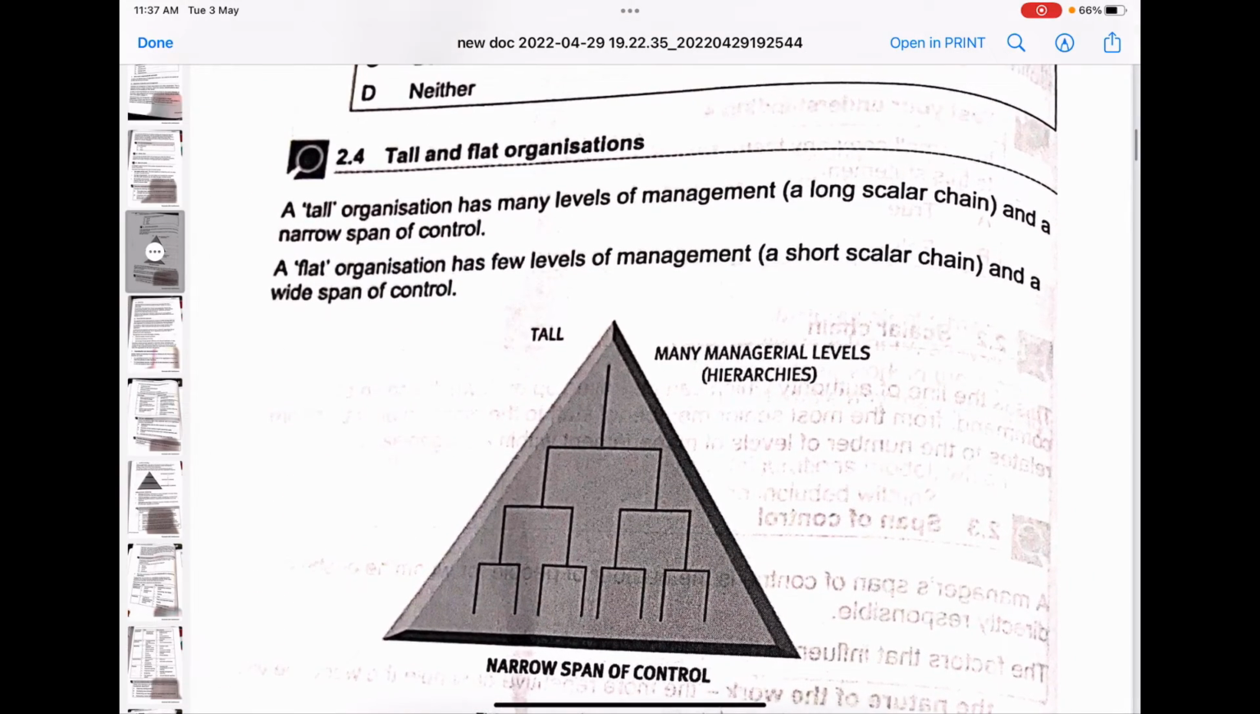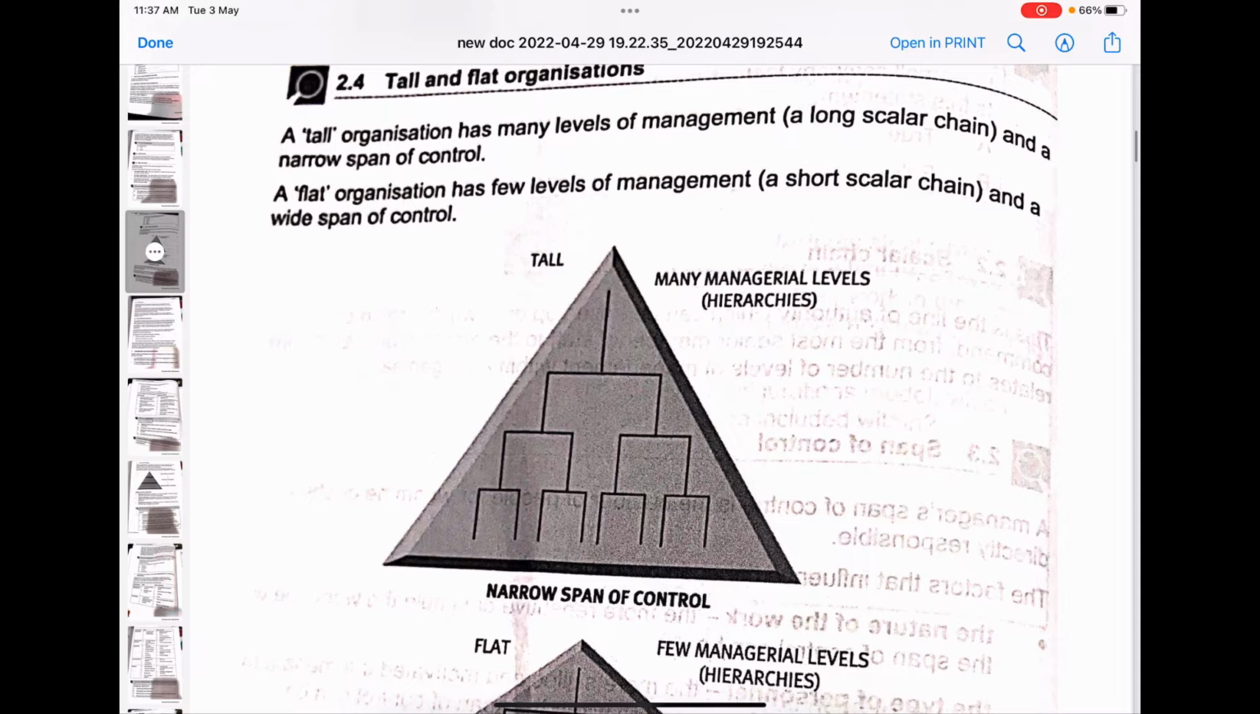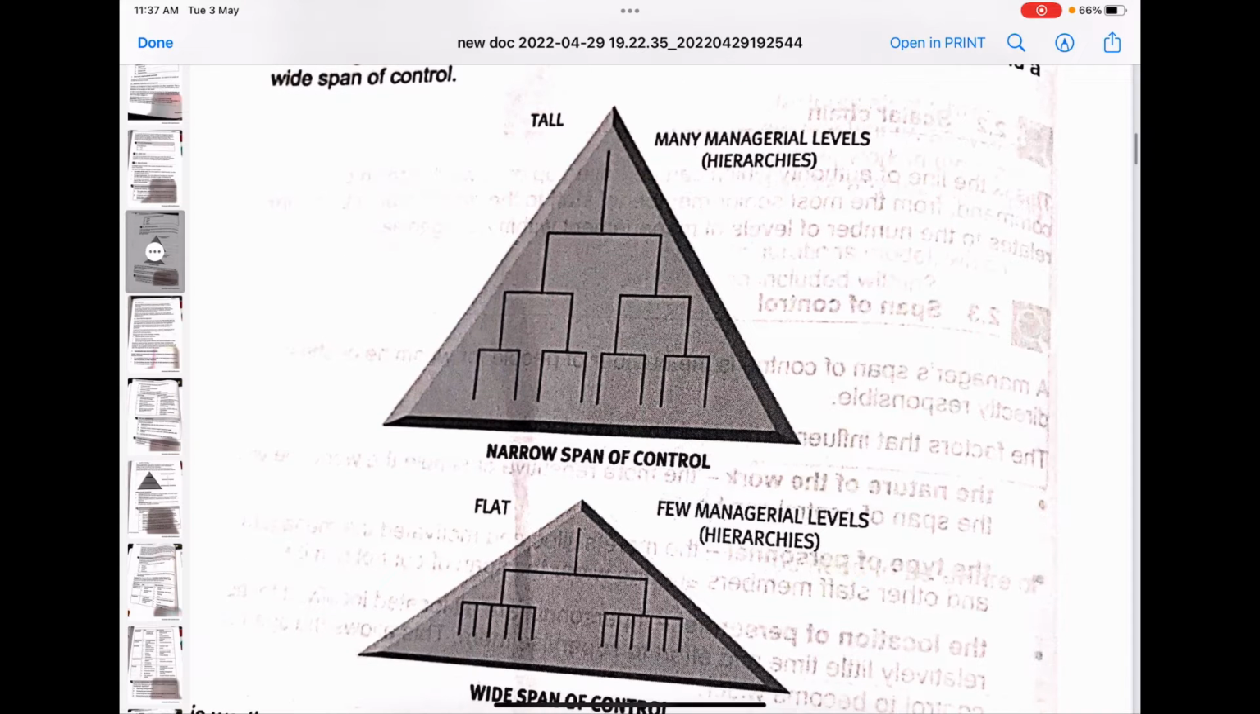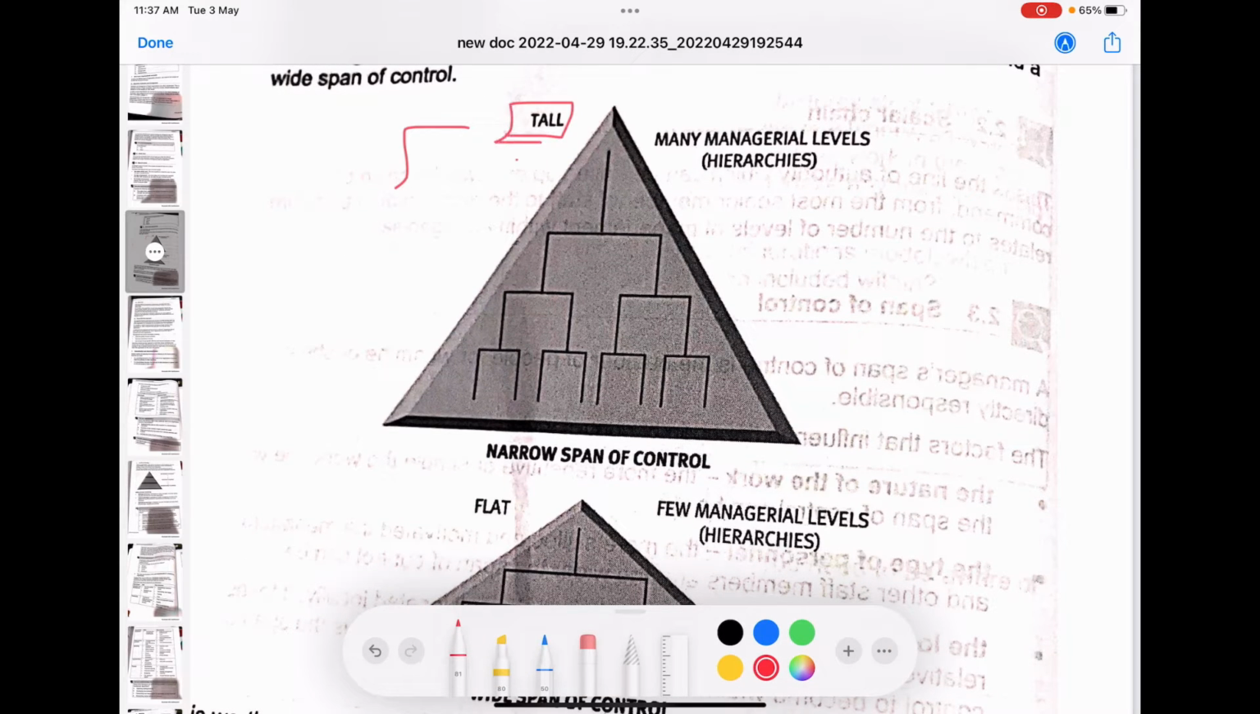Tall and flat organizations. A tall organization has many levels of management, a long scalar chain, and a narrow span of control. So when the scalar chain is long or tall, then the span of control is less. A flat organization has fewer levels of management, a short scalar chain, and a wide span of control. So the first one we're seeing is a tall organization. So when it's tall, the managerial levels are more. So when it is tall, the scalar chain is tall.